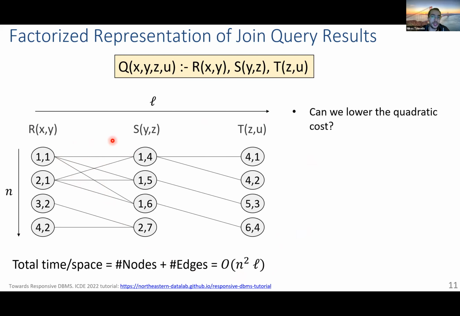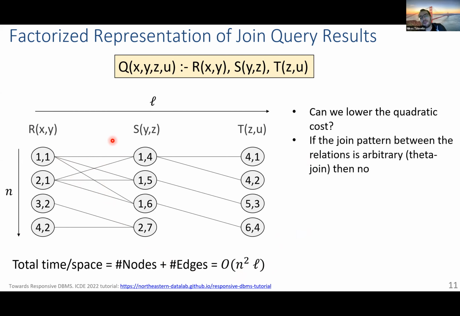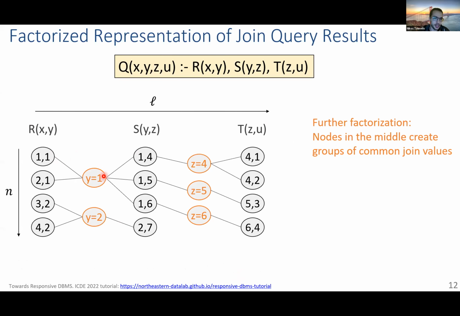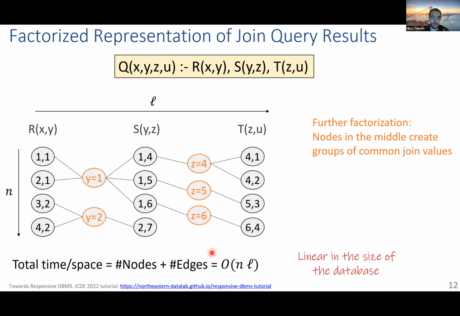And the question now is, can we lower this cost? And if the join pattern between the 2 relations is completely arbitrary, let's say it's a theta join with some arbitrary theta predicate, then no, it's not possible. But for equijoins in particular, we have a very regular pattern and we can exploit it. The way we exploit it is, again, by introducing nodes in the middle. Every node here represents a specific value of a column, here Y and here Z. And these intermediate nodes further factorize the representation.